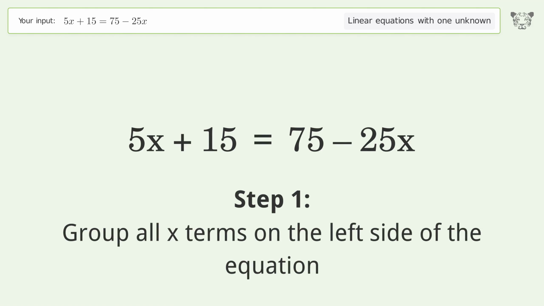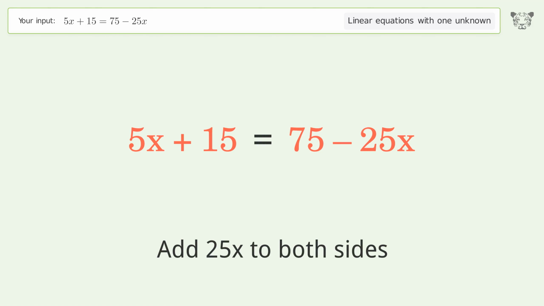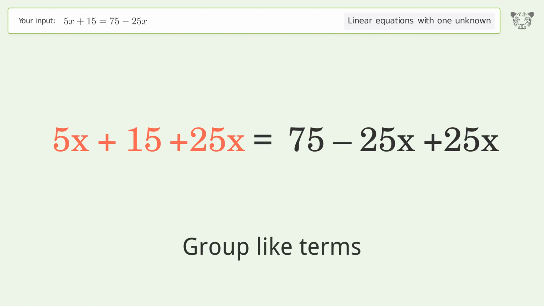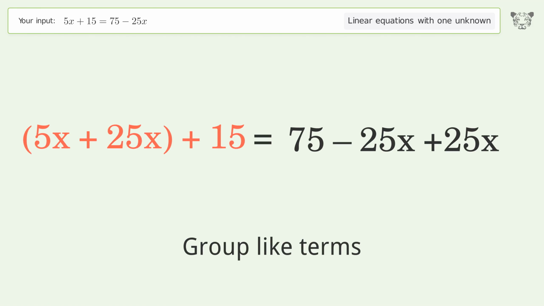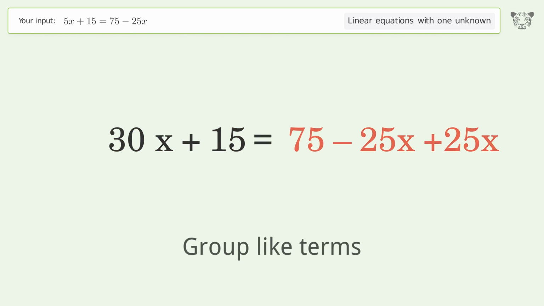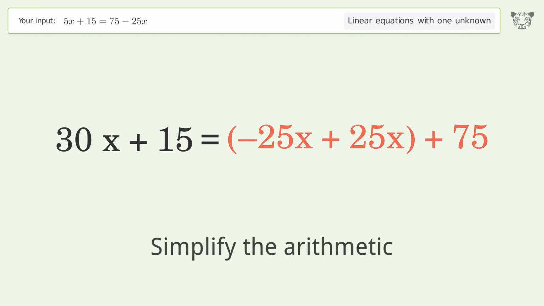Group all x terms on the left side of the equation. Add 25x to both sides. Group like terms. Simplify the arithmetic. Group like terms. Simplify the arithmetic.